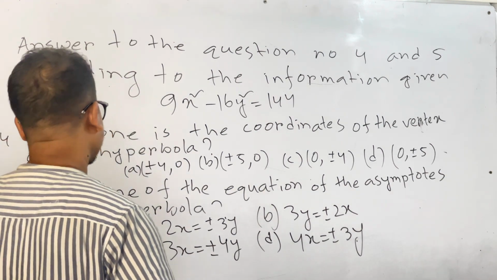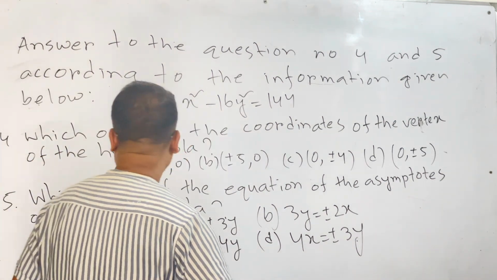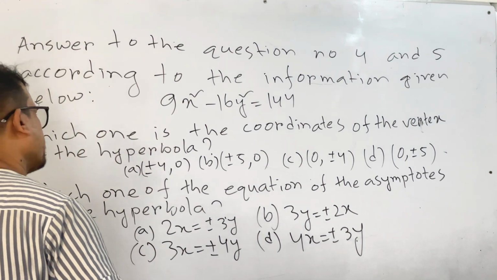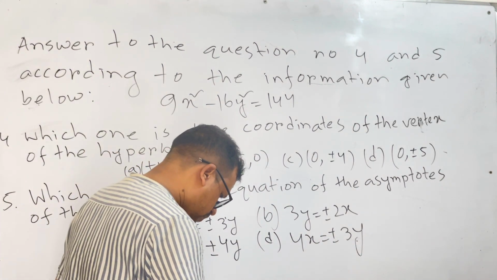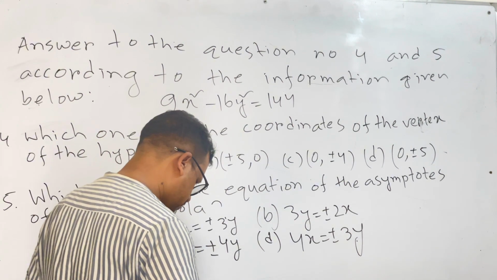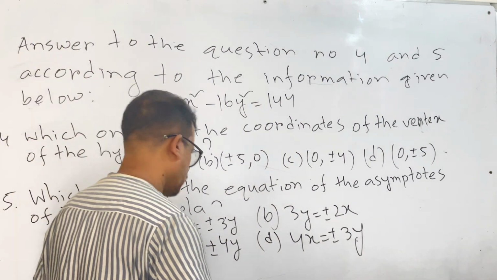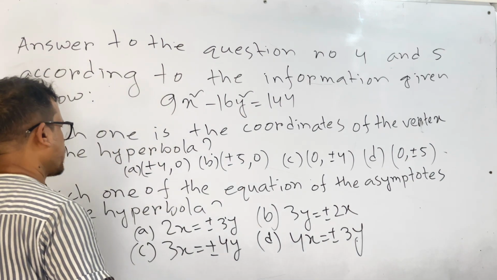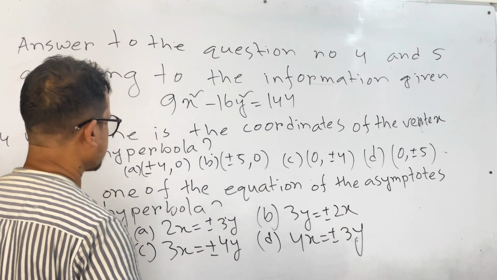The information is 9x square minus 16y square equal to 144. Question number 4. Which one is the coordinates of the vertex of the hyperbola? Plus minus 4, 0; plus minus 5, 0; 0, plus minus 4; 0, plus minus 5. Question number 5. Which one is the equation of the asymptotes of the hyperbola? 2x equal to plus minus thrice y; thrice y equal to plus minus 2x; thrice x equal to plus minus 4y; 4x equal to plus minus thrice y.